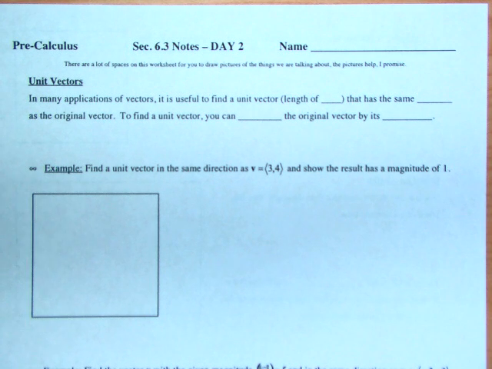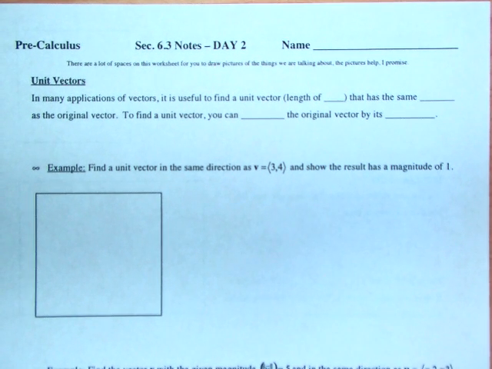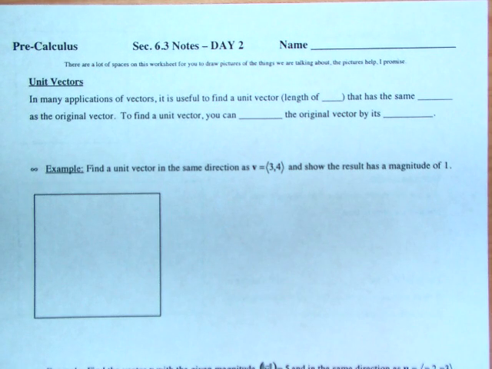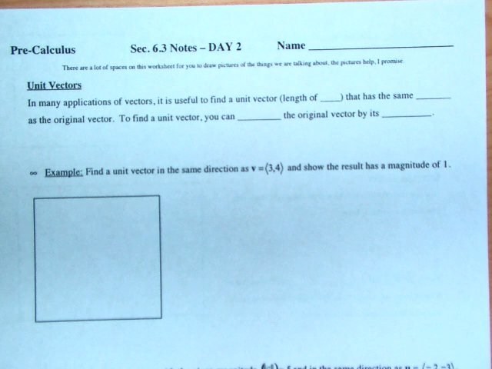All right, this one is 6.3, day two, more vector stuff. Today we're going to do unit vectors, some standard unit vectors, linear combinations, and then direction angles. And the end of this is really going to look like what we did last week with polar coordinates. So a lot of that is going to come back and be real familiar to you.